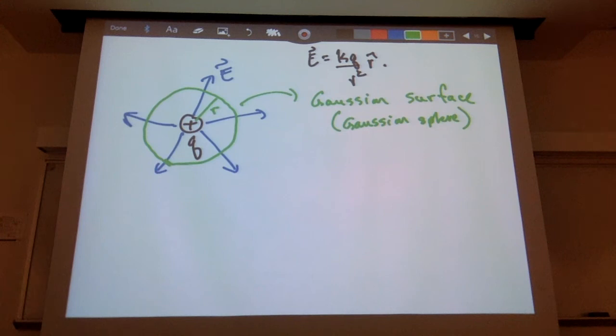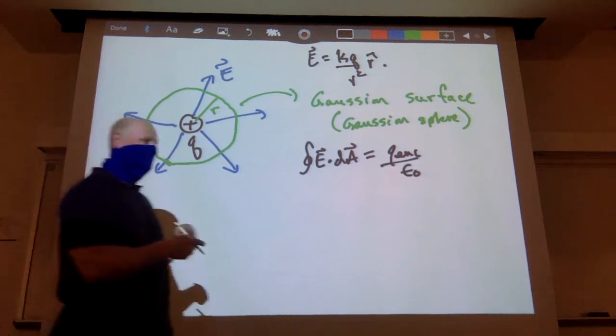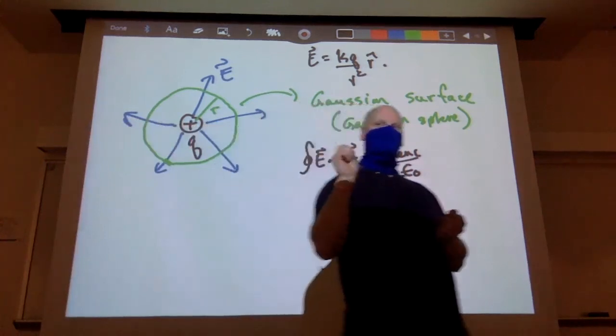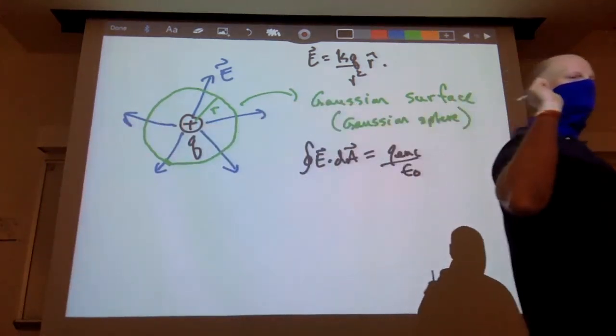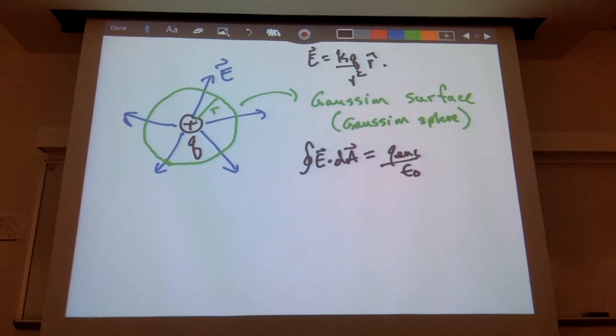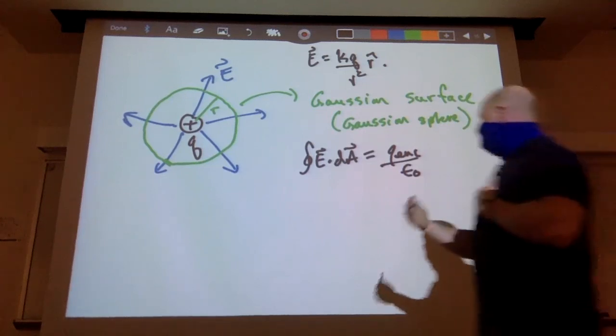So how does Gauss's law work? Gauss's law says that the closed surface integral of the electric field dotted with the differential area is equal to Q enclosed divided by epsilon naught. Not today, but on Monday, we'll come to a problem where the hardest part is figuring out what Q enclosed is. For now, it's pretty easy because the only Q enclosed is Q. But sometimes that'll be the hardest part.